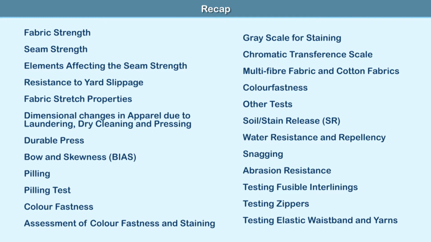We talked about the gray scale for staining. The scale consists of pairs of normally white and gray color chips, each representing a difference in color or contrast. The rating is from 1 to 5, where 5 means no difference in color between the original material and the tested piece of it. The chromatic transference scale has 30 color chips.